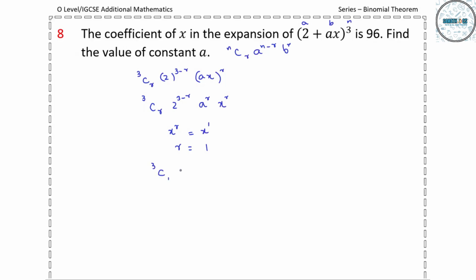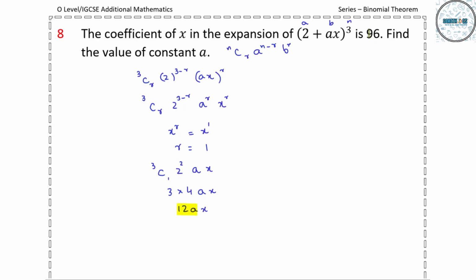3C1 × 2^(3−1), which is 2 squared. a^r means a^1, x^r means x^1. 3C1 is 3, 2 squared is 4, so it is 12ax.